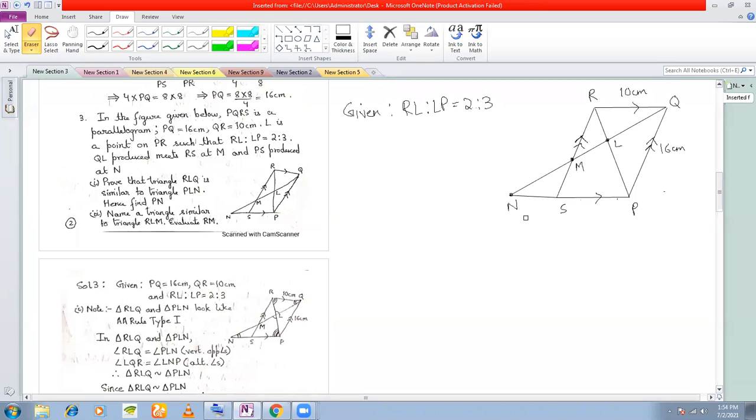Now if we go to the question. Prove that triangle RLQ is similar to triangle PLN. That means this triangle is similar to PLN, this triangle here. Okay, this triangle and this triangle we are talking about. So these two look like type 1, isn't it? These two triangles. So we can prove the similarity.